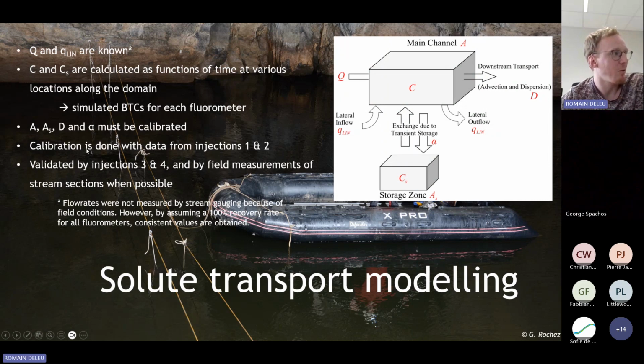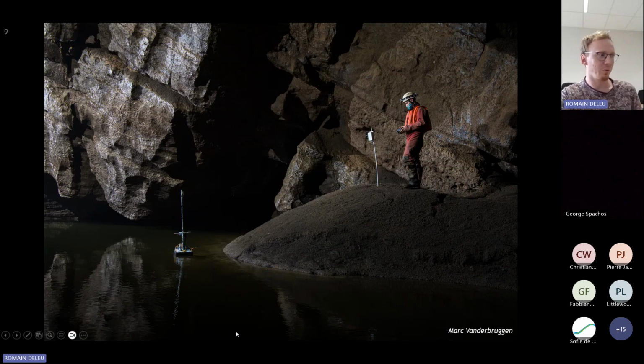The calibration of these parameters is done with the data from injections 1 and 2. I will talk to you about this just after. And this is validated by injections 3 and 4, and also by field measurements of stream sections when possible. So we did some measurements on site of the section area of the stream. This was done, for example, in the Styx stream with a sonar boat.